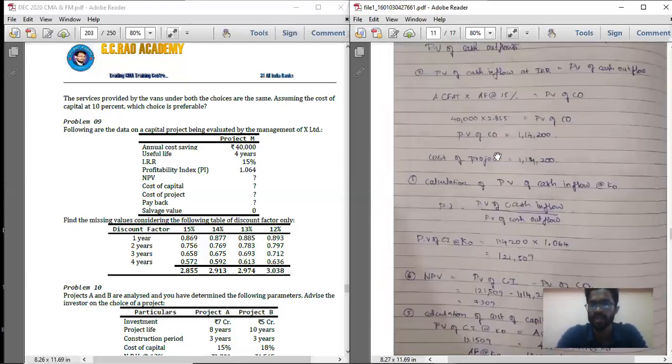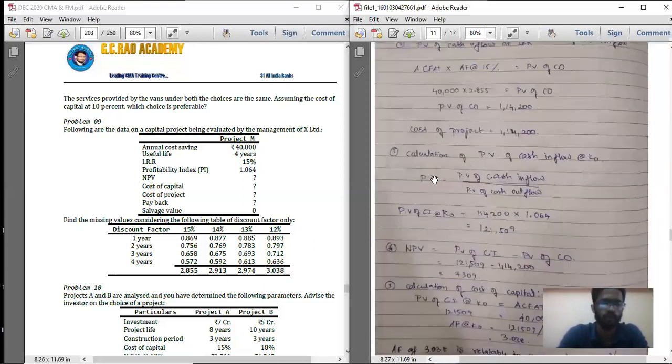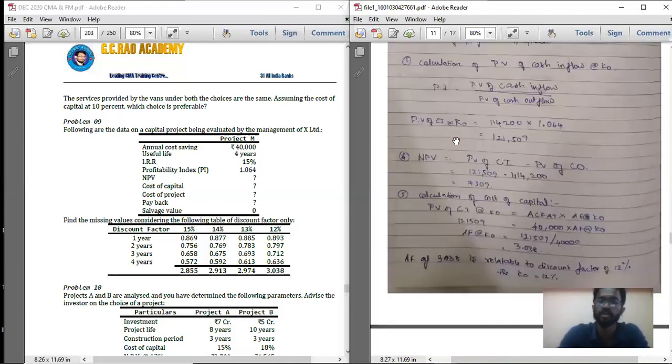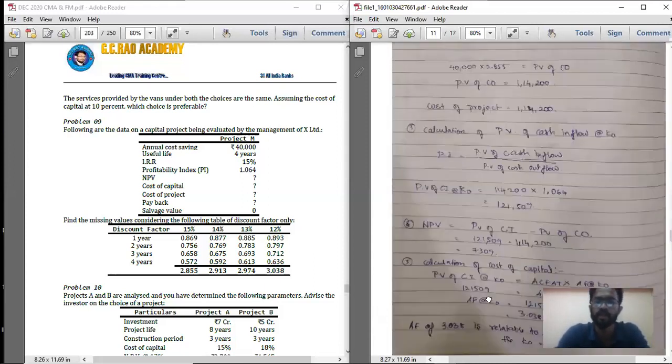So simple, I'll explain it to you one by one. Using the IRR formula, that is, the present value of cash inflow at IRR is equal to the present value of cash outflow. So at the IRR percentage, both will be the same. Using that, we found the present value of cash outflow. Then using that present value of cash outflow in the profitability index formula, we found the present value of cash inflow at cost of capital. Then using both, we found the NPV. Then using the present value of cash inflow at cost of capital, we found the cost of capital percentage. These are the 5 different formulas we used.